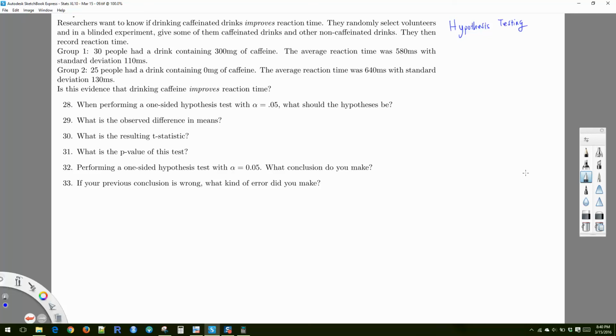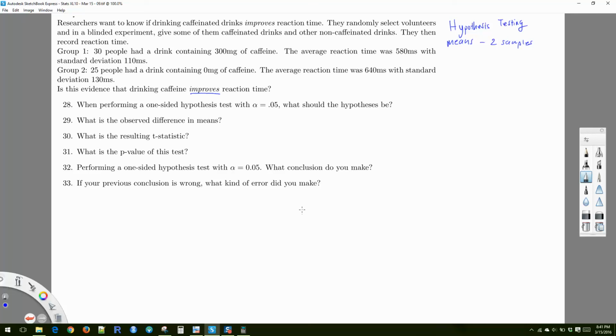Hypothesis testing, and are we dealing with means or proportions here? We're dealing with means. How do we know? It's in the question. It talks about means, and it's got standard deviation and things like that. So we have means, and we have two samples, right? And so we're going to perform a one-sided hypothesis test, and that's because it says improves reaction time.